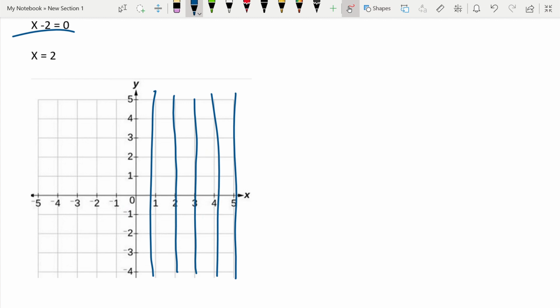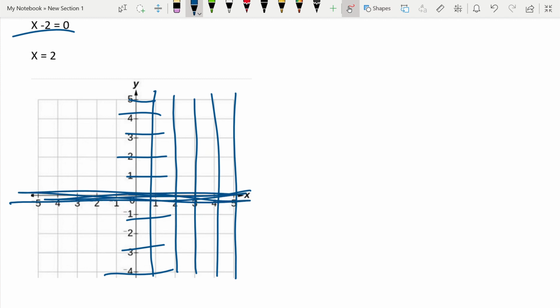So the next video in the playlist is going to be about that. I hope you understood everything. Hope you understood that this line is parallel to the y axis. And if you only know y, then that line is going to be parallel to the x axis. So that's it for this chapter.